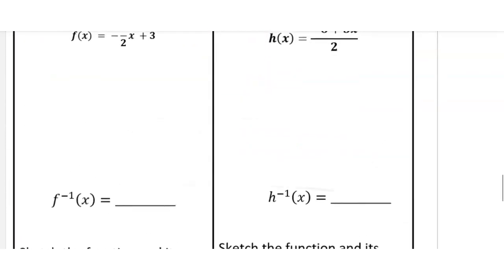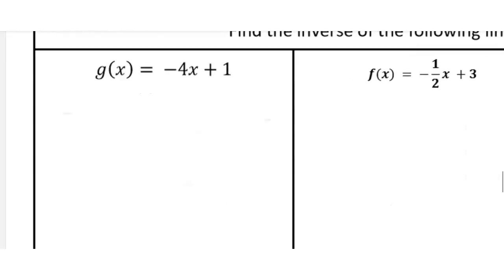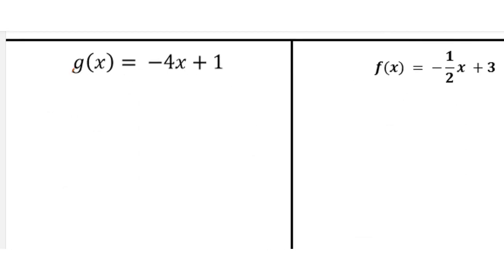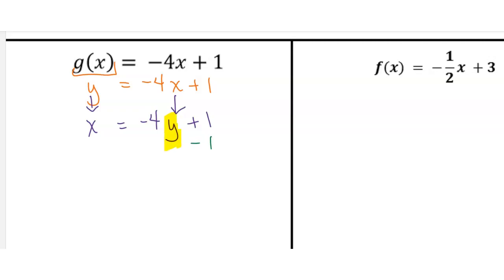So let's go ahead and go over what you all did in class on your own. That g of x, again, we're going to change it to y. We've got -4x plus 1. We're going to create the inverse by switching the x and the y. And now we're going to solve for y by using inverse operations.